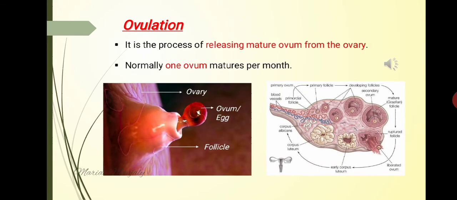Ovulation. It is the process of releasing a mature ovum from the ovary. Normally, one ovum matures per month. The release of the mature ovum alternates each month between the ovaries. Ovulation takes place on the 12th to 15th day of a menstrual cycle, and the shedding of the muscular layer and the blood vessels inside the uterus is known as menstruation.